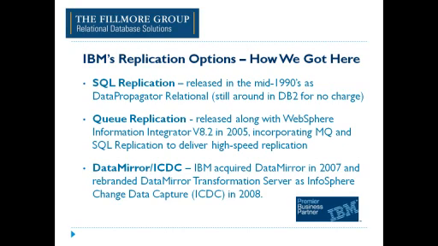Q replication was released in 2005, so almost 8 years ago, and basically, as I said, swapped out the staging tables used by SQL replication as the transport mechanism for MQ, and that solved a lot of problems in terms of reliability, availability, lower latency, better performance. And then the data mirror ICDC.